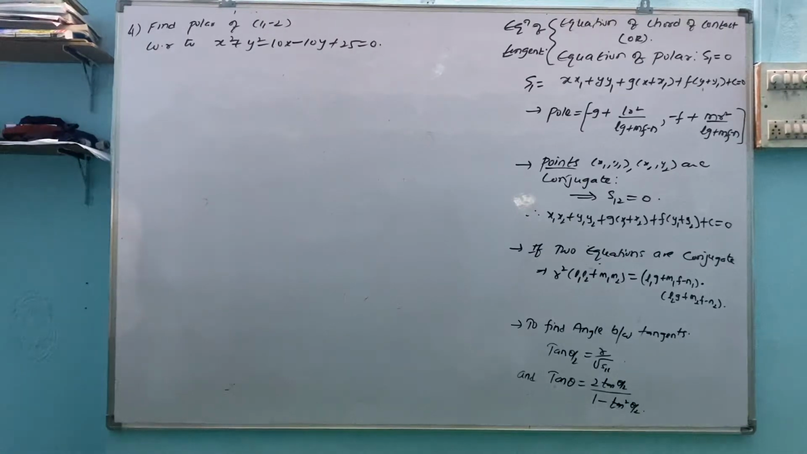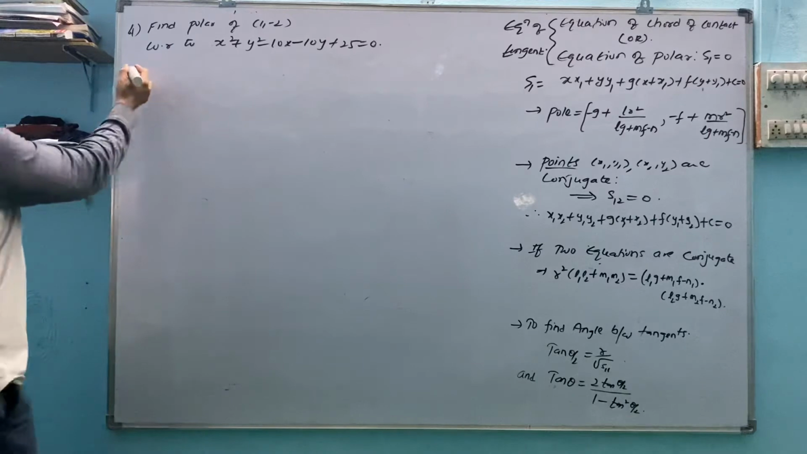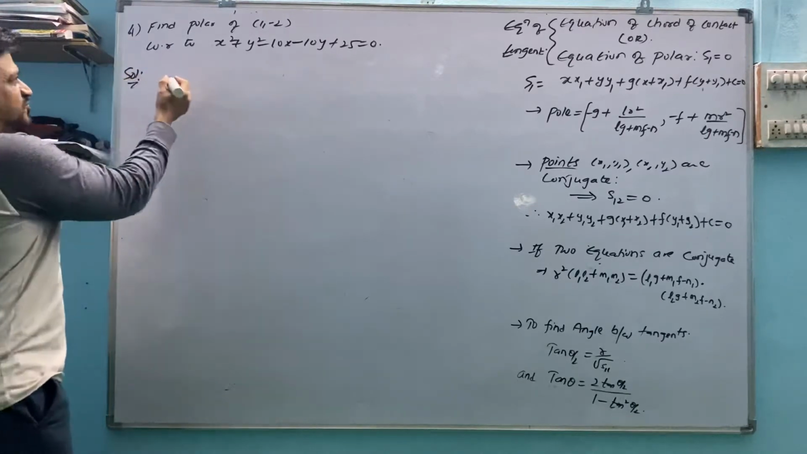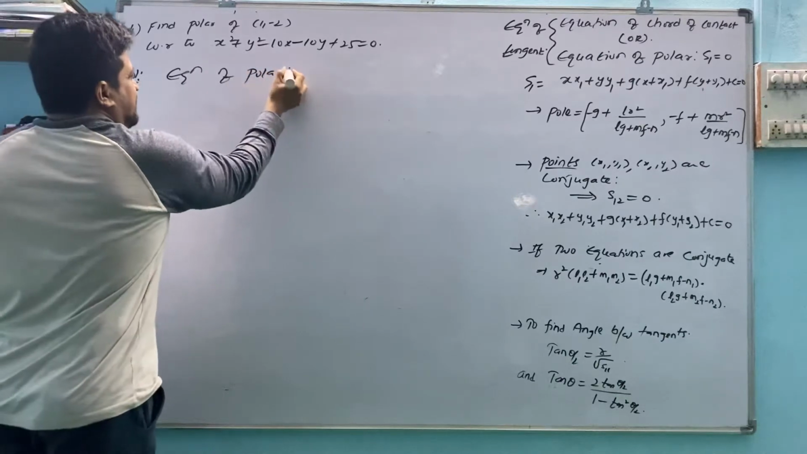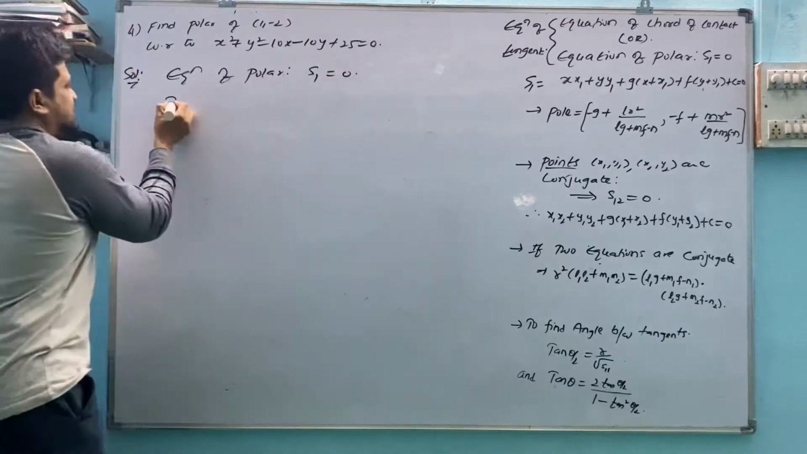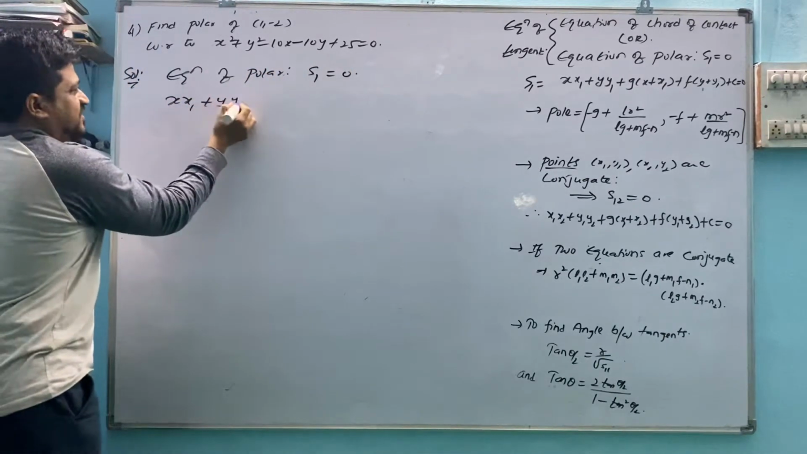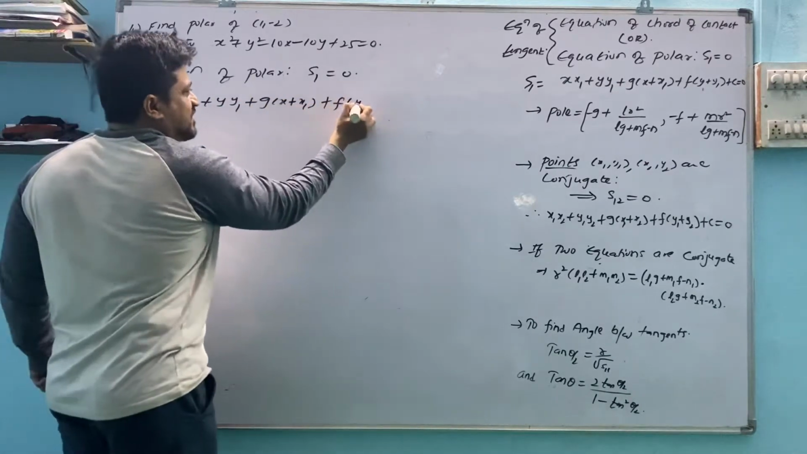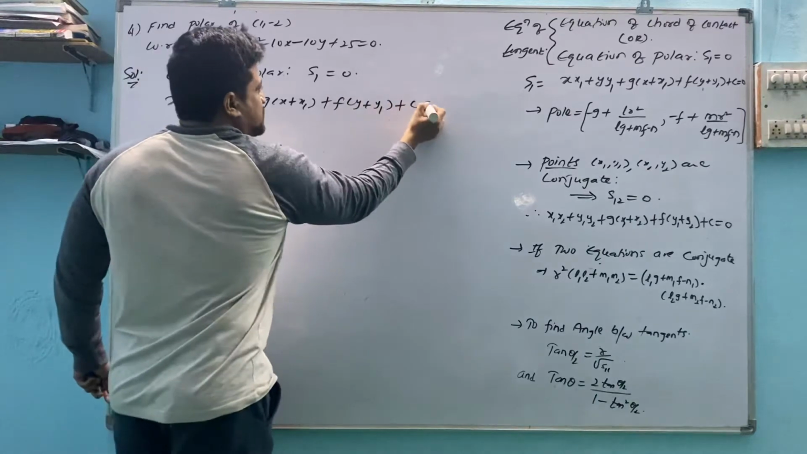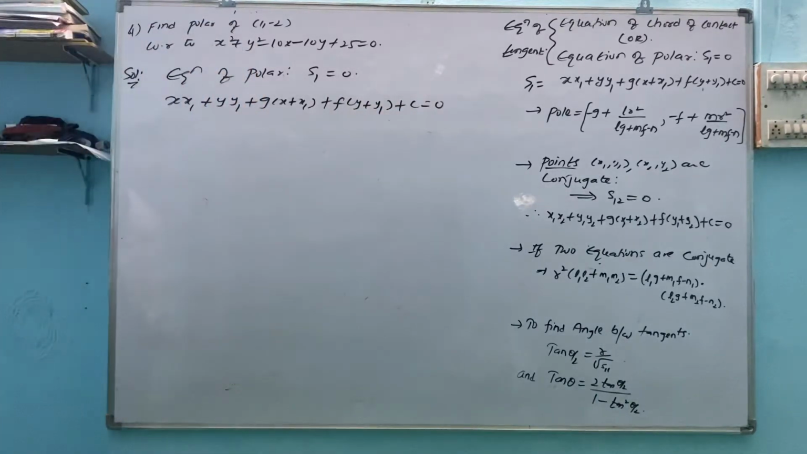Find polar or equation of chord of contact, all are one and the same. What we will do for polar? Same thing, equation of polar we will write. That is also S1 equals to 0, which is x x1 plus y y1 plus g into x plus x1 plus f into y plus y1 plus c is equals to 0. Then what is g and f from this one?